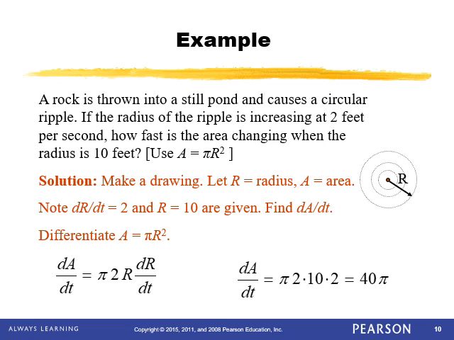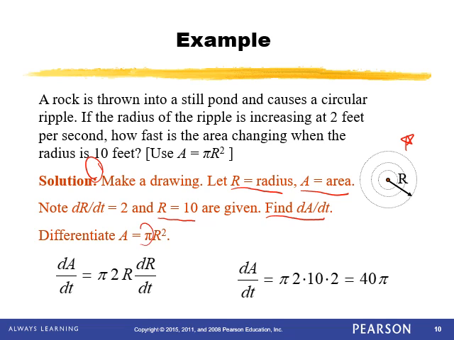So again, picture, that's the first thing that they do. Make a picture. We identify the variables. We're going to let r equal the radius and A equal the area. So as I said before, you've already found dr/dt and you've already been given the radius. So now we just need to find the derivative dA/dt.